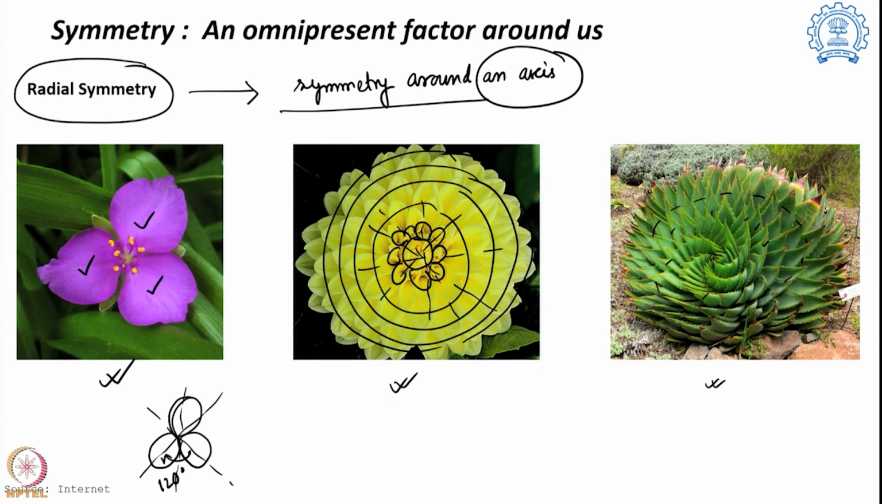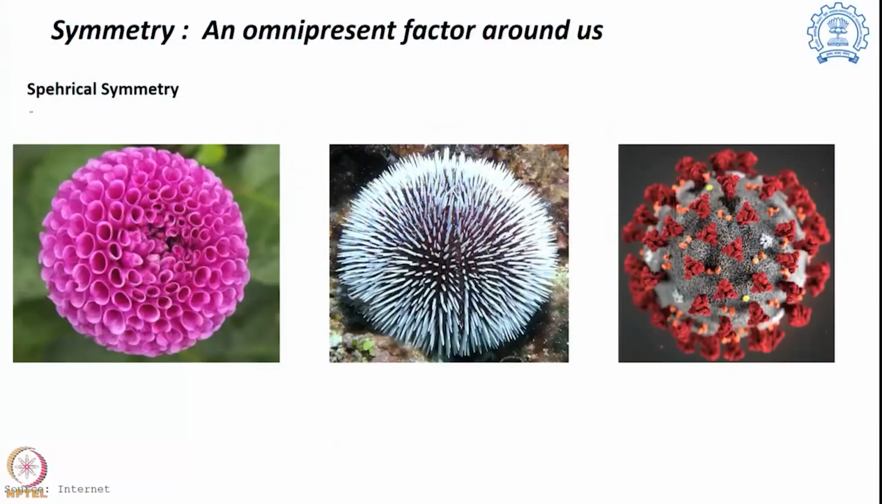So, other than bilateral symmetry, where we see the symmetry around a plane, in radial symmetry it is around an axis. So, that is the main difference, and both of them are the major components of bringing symmetry around in the world. So, let us go to the last one, the spherical symmetry.